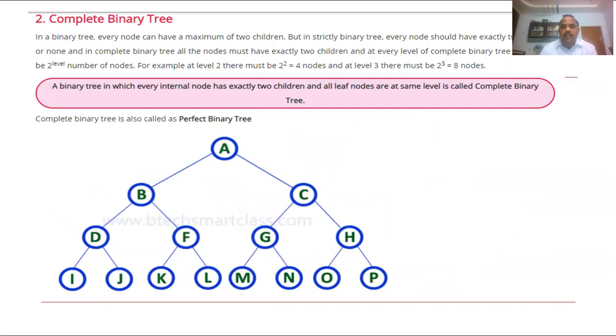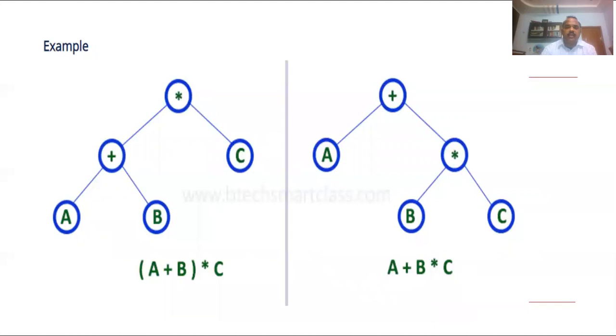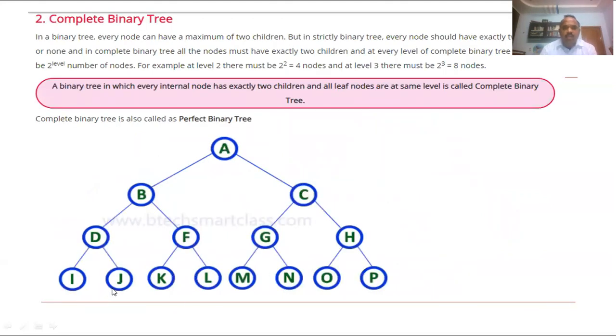Next one is complete binary tree. In this example, C does not have any children, so we should fill elements under the C node, a left node and a right node. That is called a fully binary tree. In this tree, all the leaf nodes are connected to children. D has how many? 2. F has 2. G has 2. H has 2 children. Clear? This type of tree is called a complete binary tree.